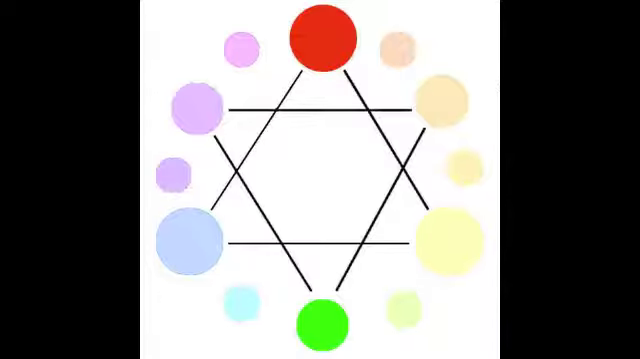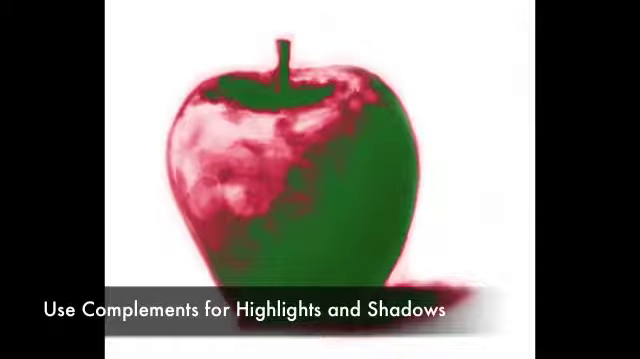If we apply complementary colors to our highlights and shadows when we are drawing or painting an object, it increases the contrast between those highlights and shadows. For example, red for the highlights and green for the shadows in this apple.